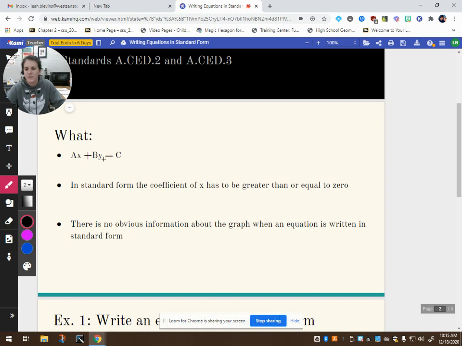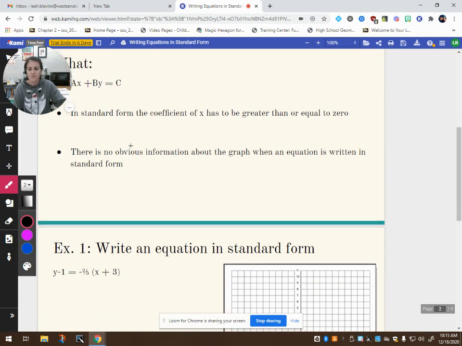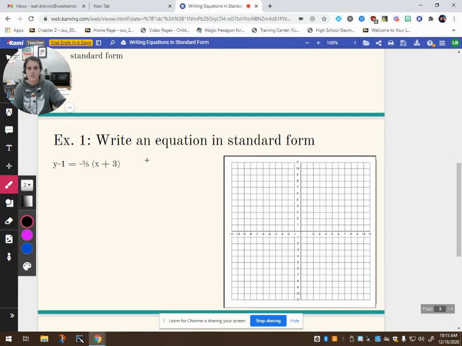There's no obvious information either when we just look at the equation. When we have slope-intercept form, we know the slope, we know the y-intercept. When we have point-slope form, we know the coordinates of a point, we know the slope. Standard form doesn't really tell us a whole lot, so I don't use it very often, but I still wanted to go over it with you so that you are familiar with what it is and how to convert things into standard form.